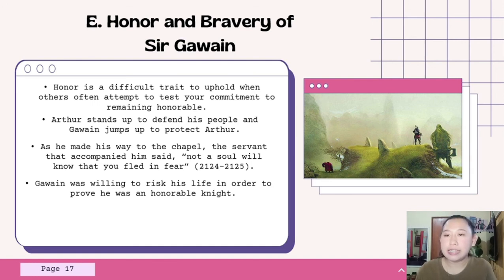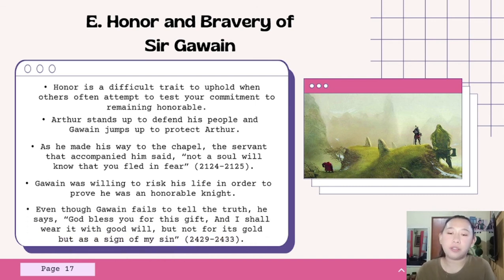However, in the last time, Gawain shows how honorable he actually is when he fails to tell the truth by keeping the girdle to save his life. So even though Gawain failed to tell the truth, he says, "God bless you for this gift, and I shall wear it with goodwill, but not for its gold, but as a sign of my sin." So this illustrates that he confesses his sins and disappointments himself for not being honorable, that he wears the girdle around his arm to symbolize his sin.